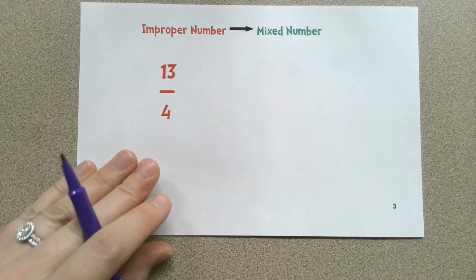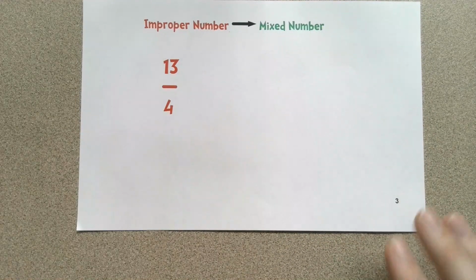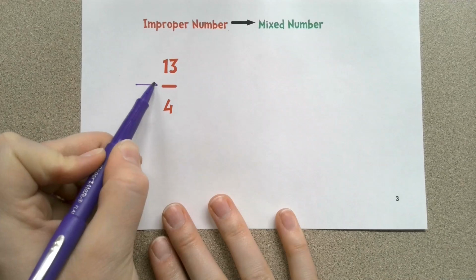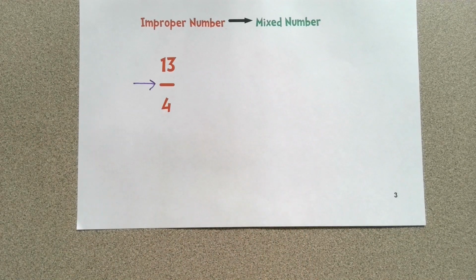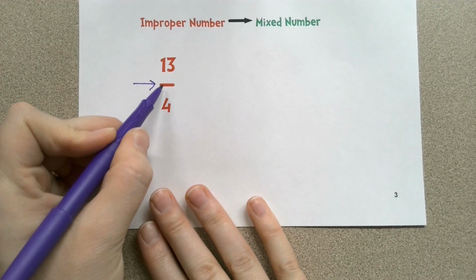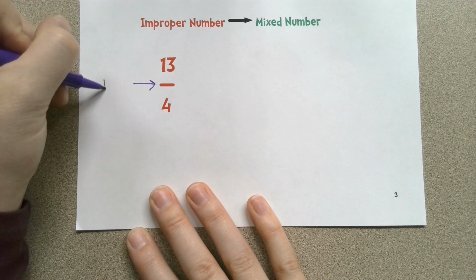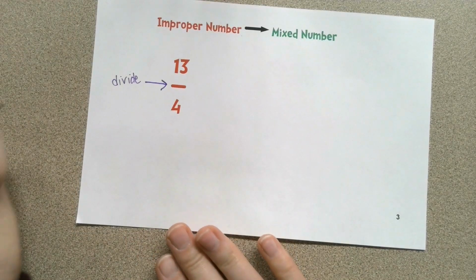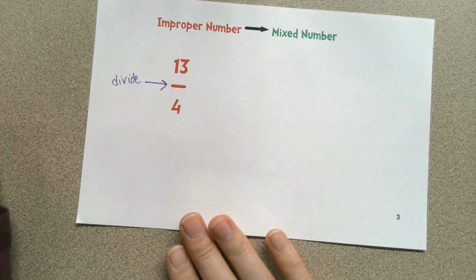Other times, rather than working with improper fractions, we want it to be a mixed number. So we're going to use this symbol within our fraction to create that mixed number. Not only is this a fraction symbol, but it also means to divide. So we're going to divide 13 by 4.